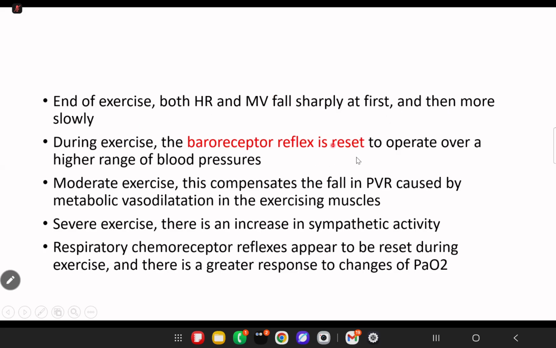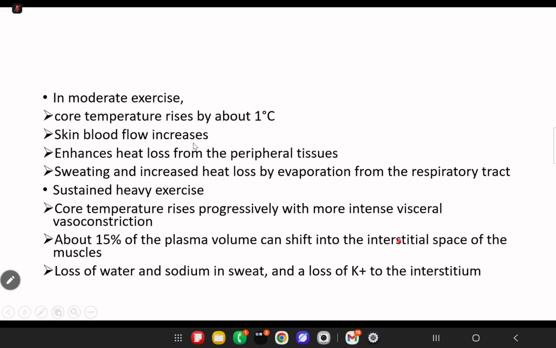During exercise, the baroreceptor reflex is reset and it operates over a higher range of blood pressures. That is why your MAP is now 20 to 40 higher in whole body exercise, or about 70 to 80 in tension exercises. There's a compensatory fall in peripheral vascular resistance due to the metabolic vasodilatation in exercising muscles. And in severe exercise, there's an increase in sympathetic activity. The chemoreceptor reflexes are also reset with a greater response to changes in oxygen saturation.